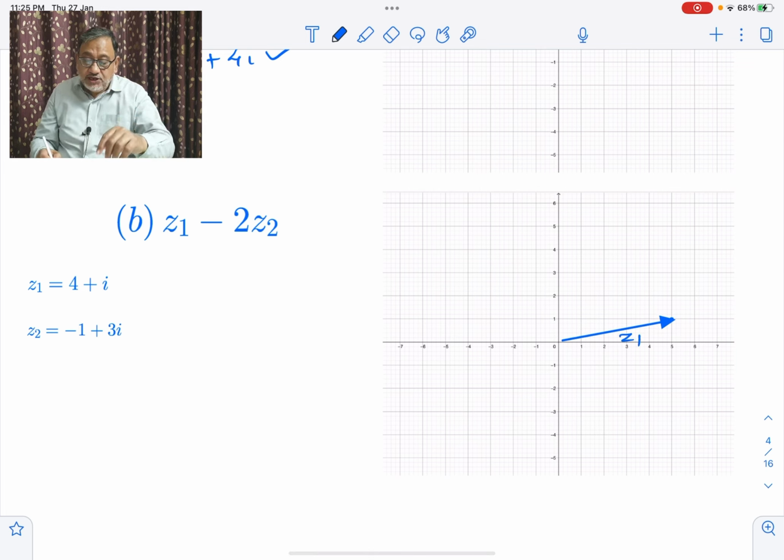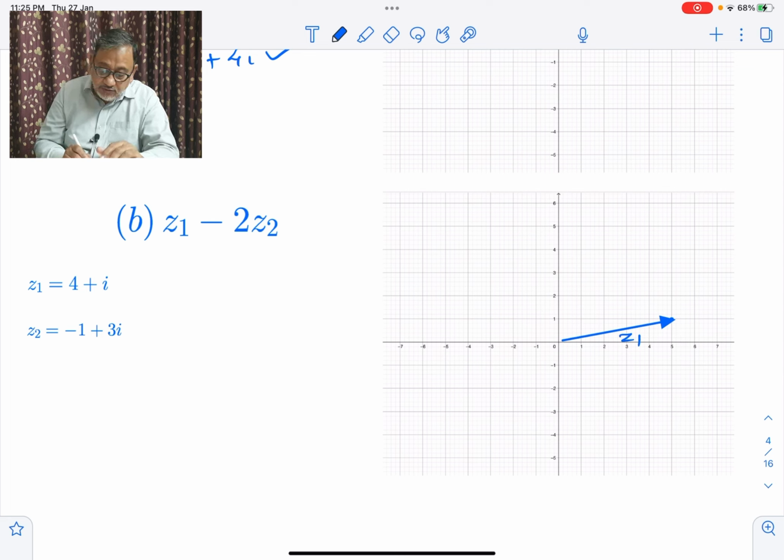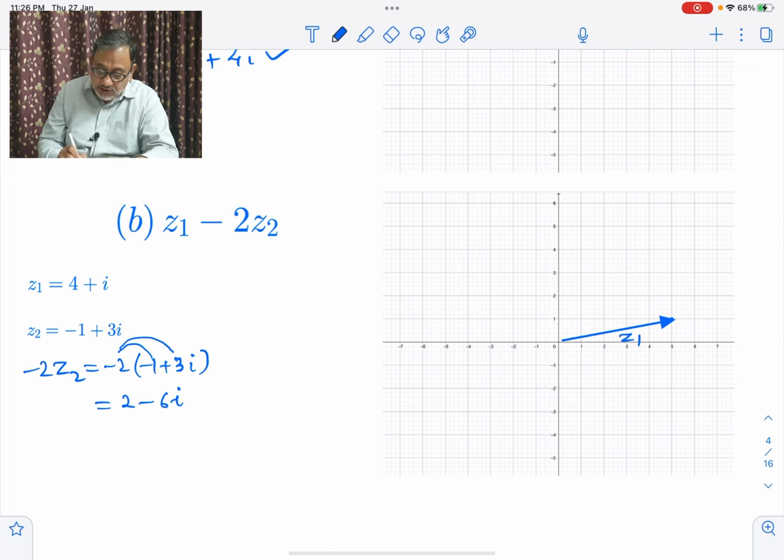Now 2z2. Here I have to find double of z2. So negative 2z2, because it is negative also. So negative 2 into minus 1 plus 3i, which will be given by 2 minus 6i. Is that clear to you? Minus into minus is plus, so plus 2, and minus 2 into 3 is minus 6. So 2 minus 6i. Okay, this is my negative 2z2, all of it.